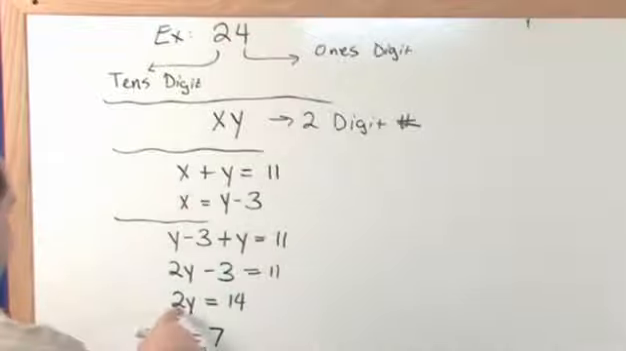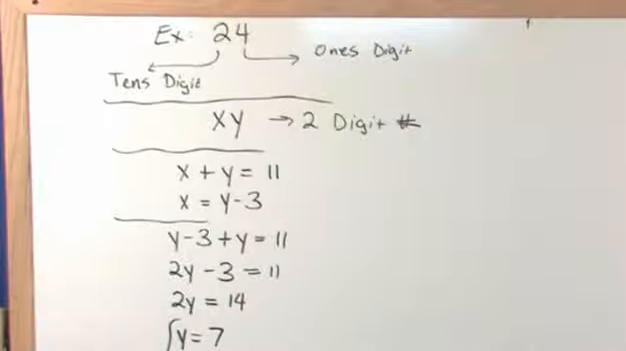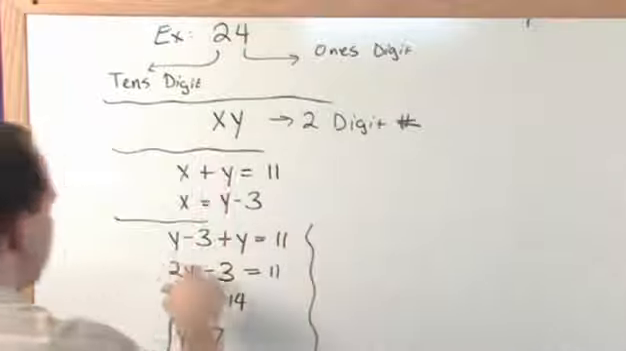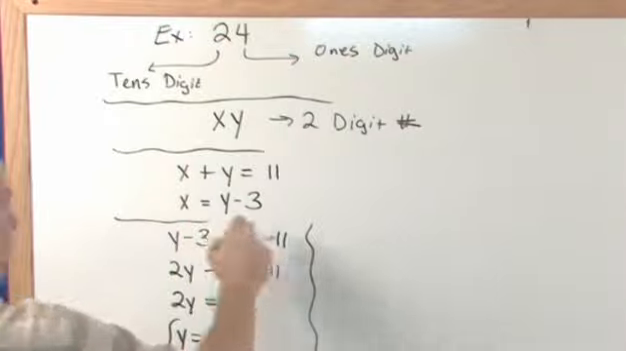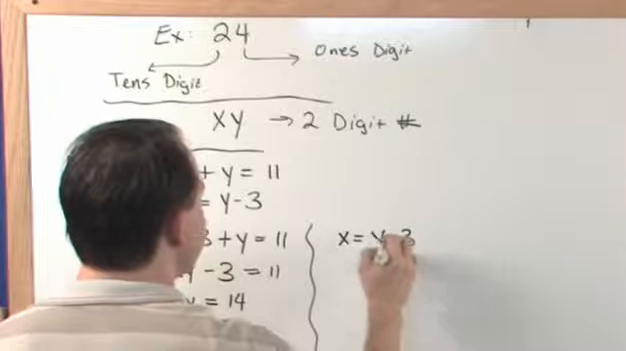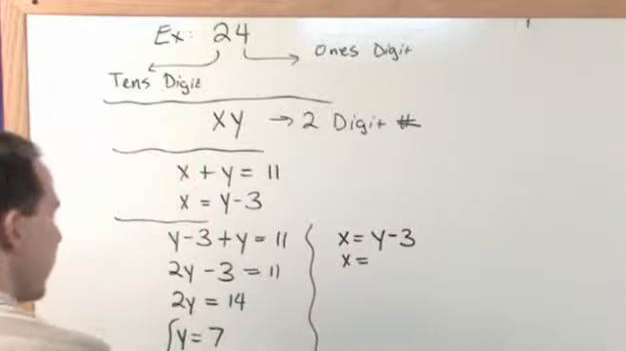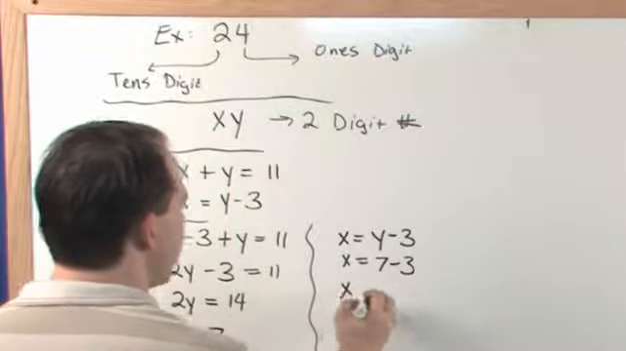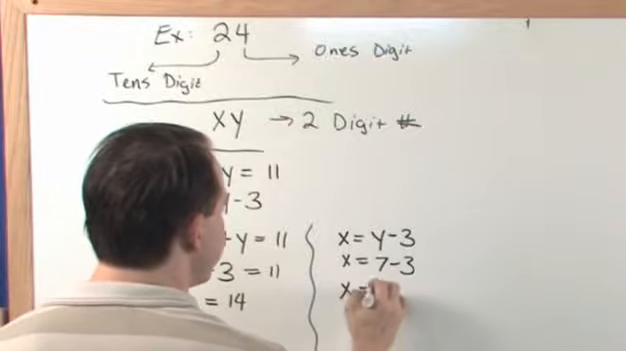Okay, all we did was divide both sides of this equation by 2. So that's one part of the answer. Let's go ahead and find the other part. We know what y is equal to, so let's plug it back into this equation. X is equal to y minus 3. Let's plug in what we found for y, which is 7 minus 3. So x will equal 7 minus 3, which is 4.